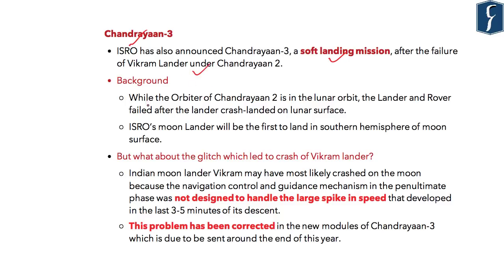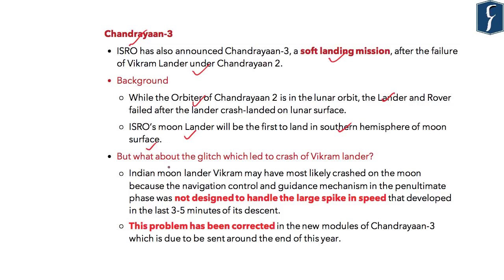Now, as far as some background information about Chandrayaan 2 is concerned, it had two components. One was the orbiter and the second was the lander. Now the orbiter is still in orbit and sending us data, but the lander, if you remember, had crashed while touching down on the surface of the moon. Had that soft landing been successful, ISRO's moon lander would have been the first to land in the southern hemisphere of the moon's surface.